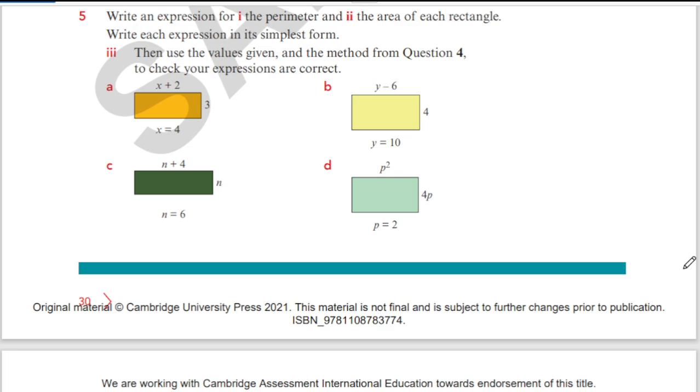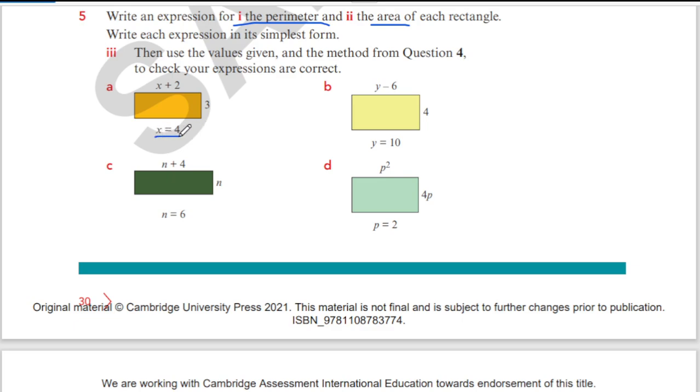In question number 5, they are saying write an expression for number 1, the perimeter, and number 2, the area of each rectangle. Write each expression in its simplest form. So you have to write an expression for all these four parts, first for perimeter, then for area, and then they are saying to use the values given and the method used in question number 4 to check whether your expressions are correct or not.